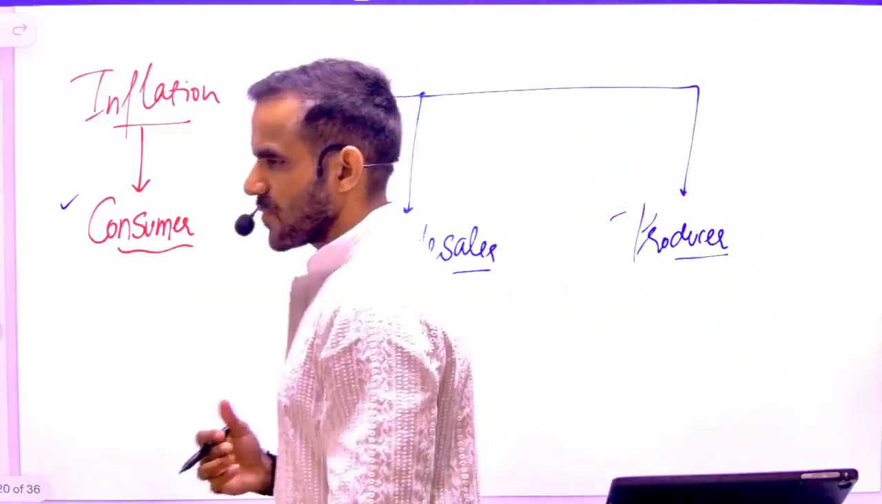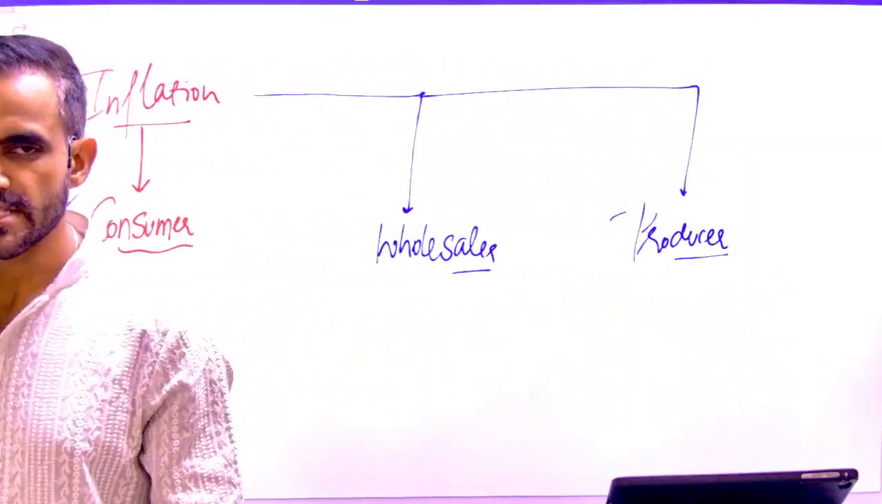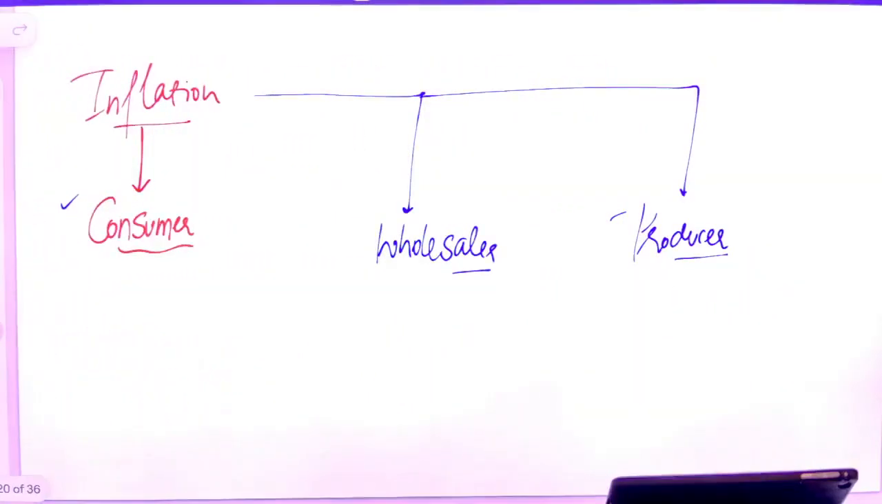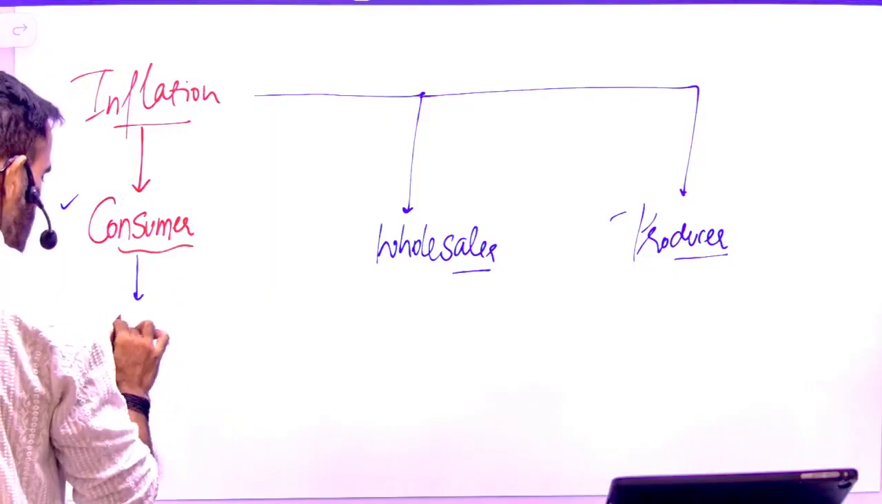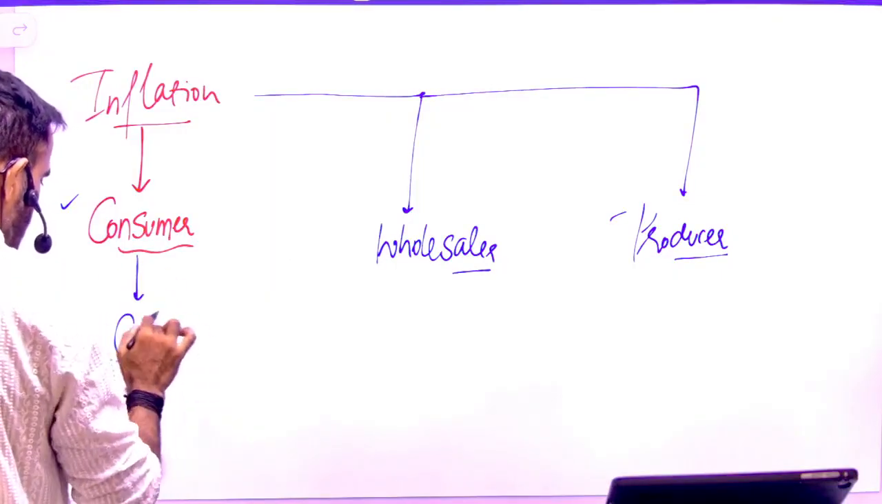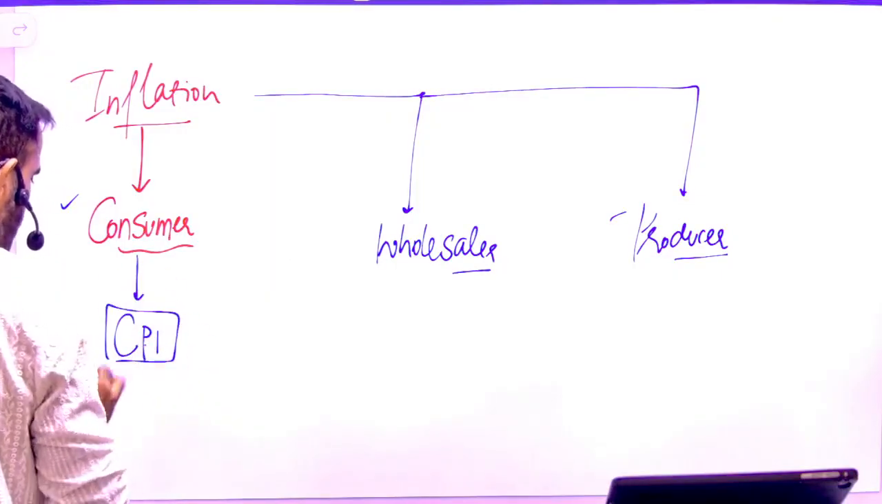In a very simple sense, we are saying what is the difference in the price for a consumer, what is the difference in the price for a wholesaler or bulk buyer, or what is the difference in the price for the producer. This is measured through CPI. What is CPI? That is Consumer Price Inflation Index.